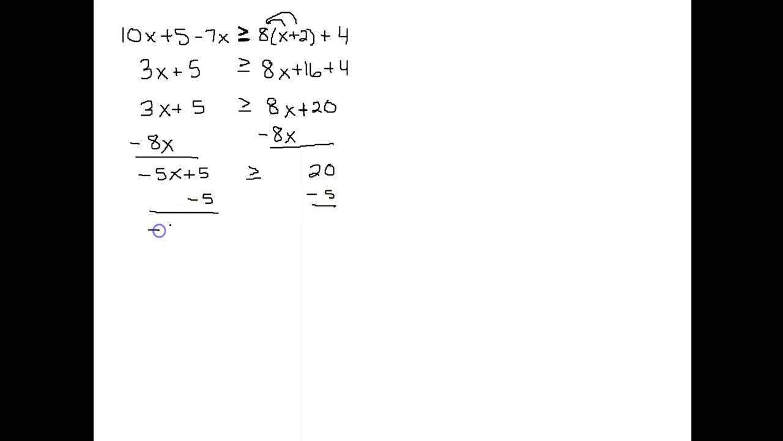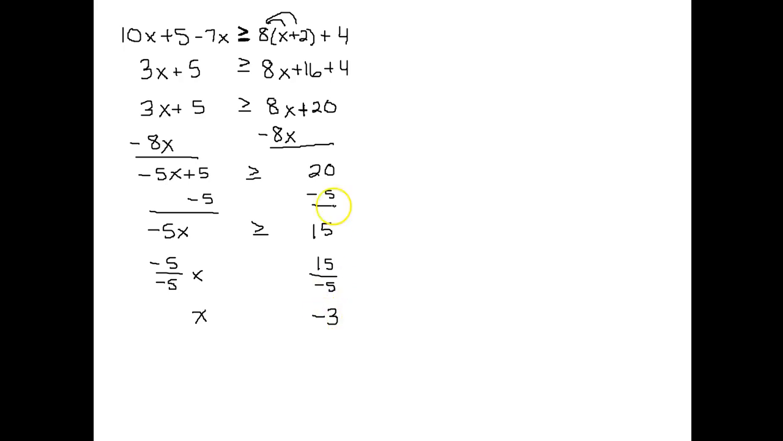So I got negative 5x is greater than or equal to 15. Well, I still have to finish solving for x. I've got a negative 5 times x, so I'm going to divide both sides by negative 5. And that'll give me 1x on the left, and it'll give me negative 3 on the right.